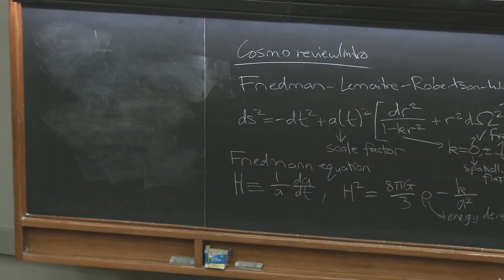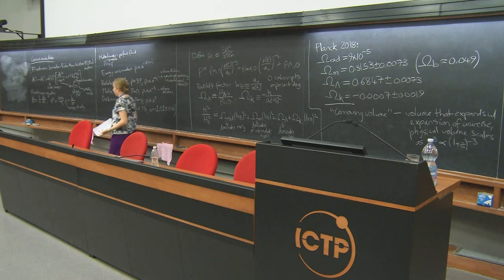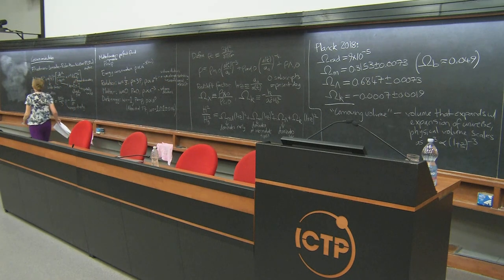These are very early times. During BBN, the radiation-dominated term takes over and controls the expansion of the universe. That allows us to constrain the light degrees of freedom that were relativistic at that epoch.